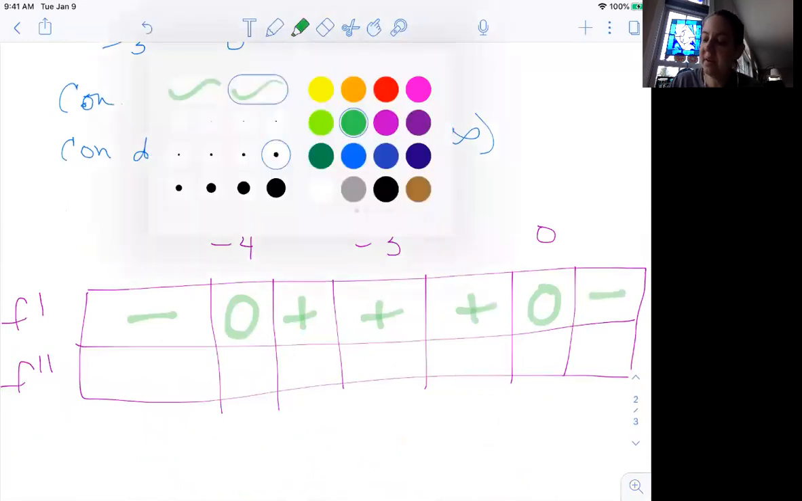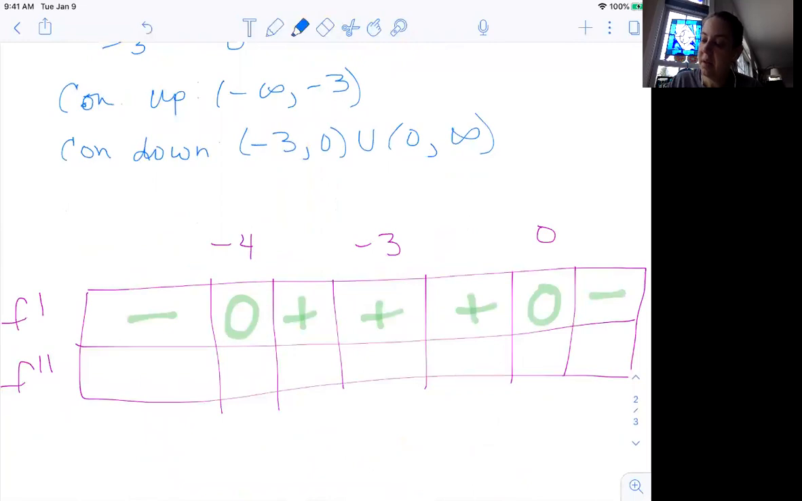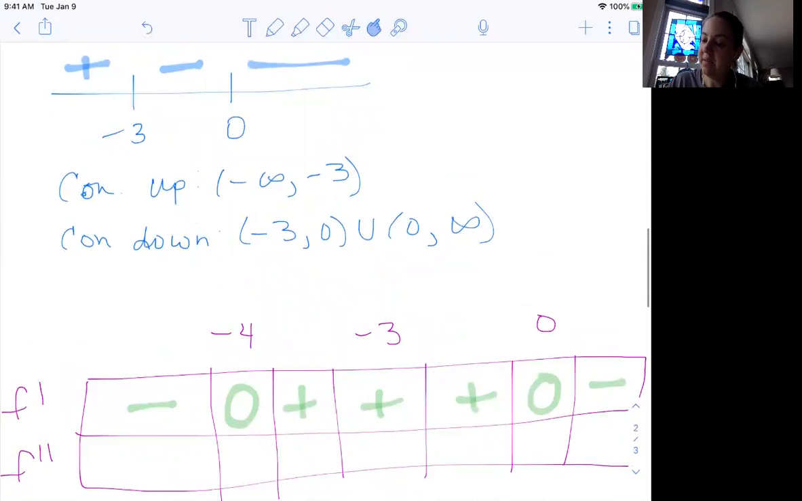Now for the second derivative, same idea. My inflection points were at negative 3 and 0.